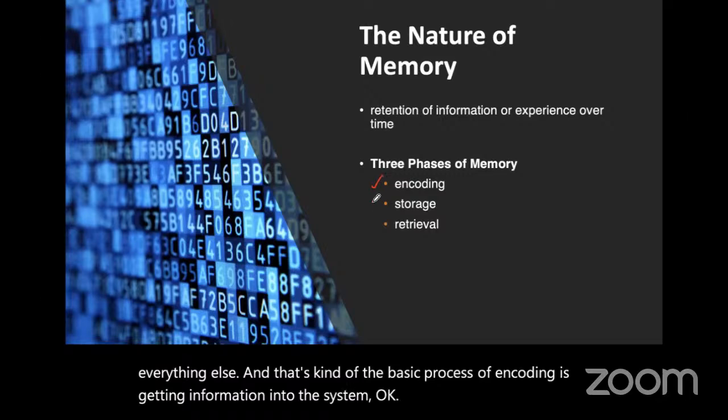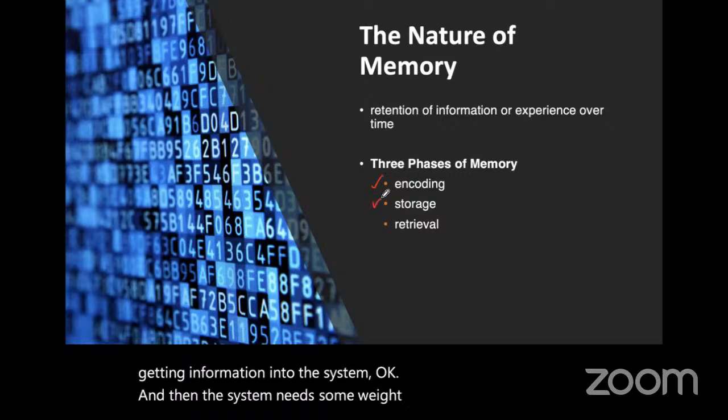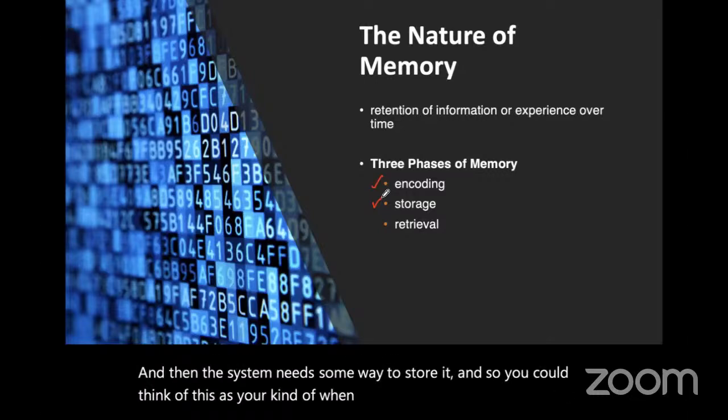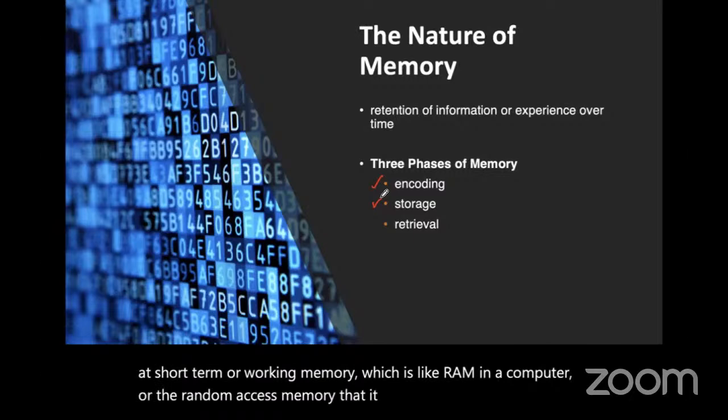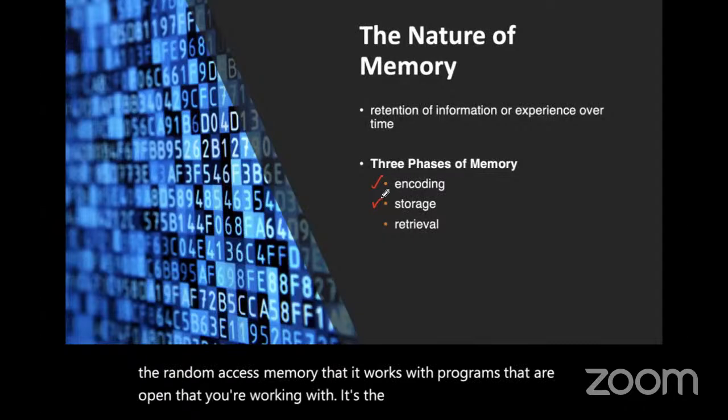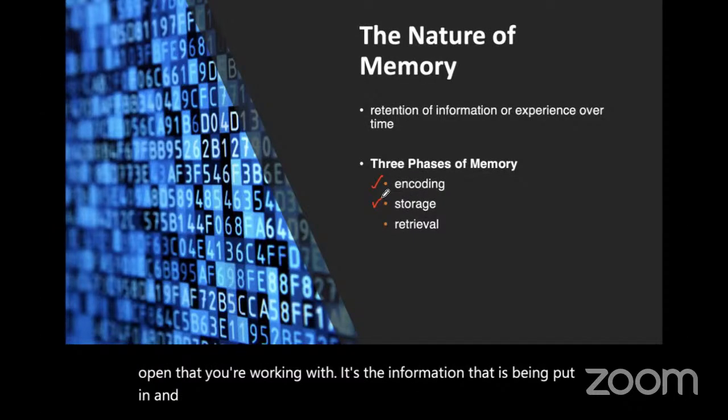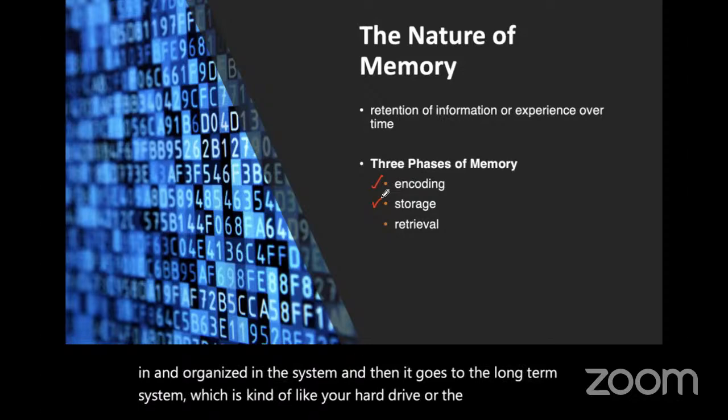And then the system needs some way to store it. When we look at this, we're going to look at short-term or working memory, which is like RAM in a computer, the random access memory, that it works with, programs that are open that you're working with. It's the information that is being put in and organized in the system. And then it goes to the long-term system, which is kind of like your hard drive or the cloud, where that information is then stored.